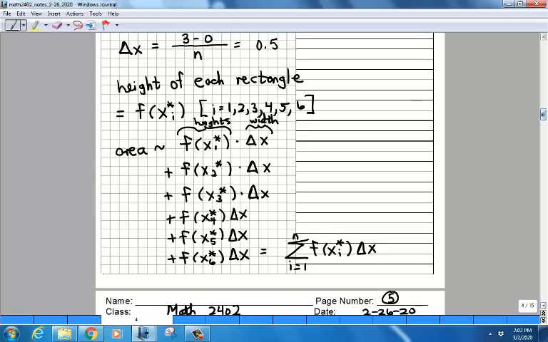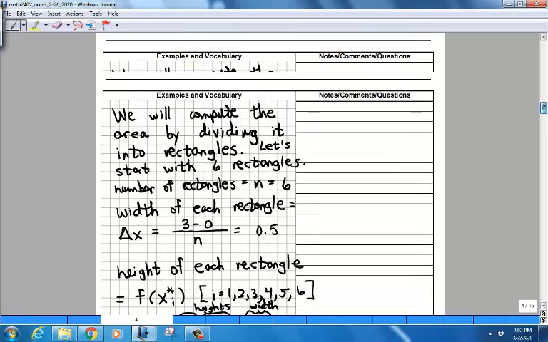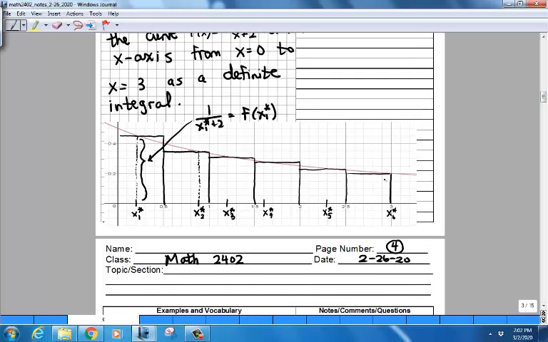Let me show you the picture again. We estimated that area using these rectangles. How could I get a better estimate for that area? Yeah, Pedro? More rectangles, that's right. So increase the number of rectangles. Intuitively, that makes sense, right?